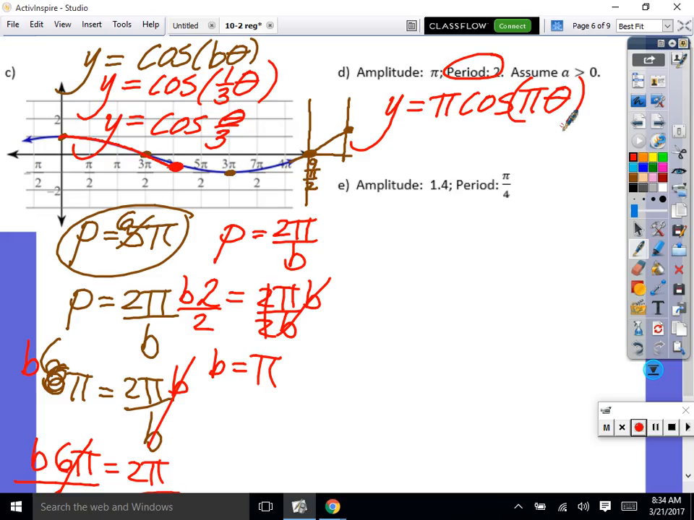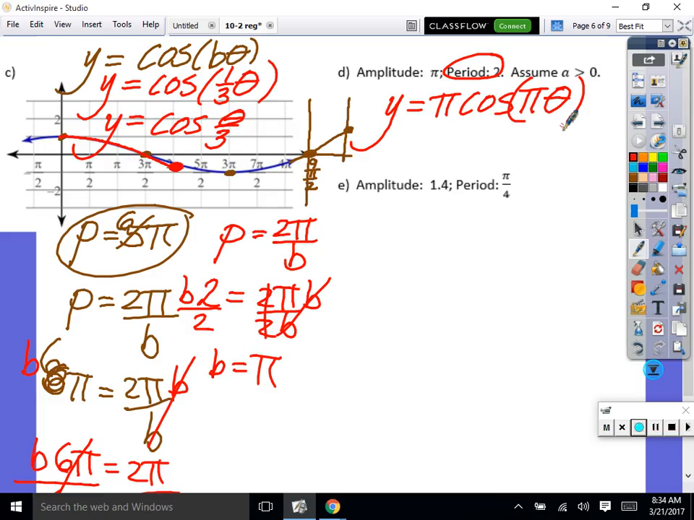Now it says assume that a is greater than 0. That means this is positive. Does that make sense? So it's not reflected, yes. Yes, same thing. Yeah, they're equal. No, you're fine. Yep, we could write it either way, both correct.